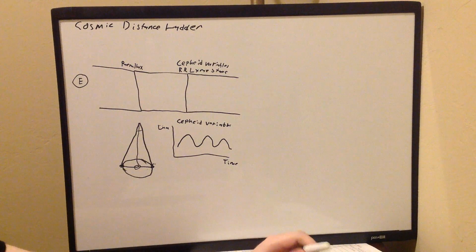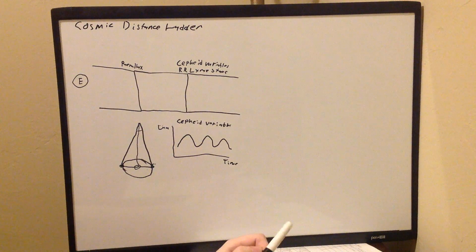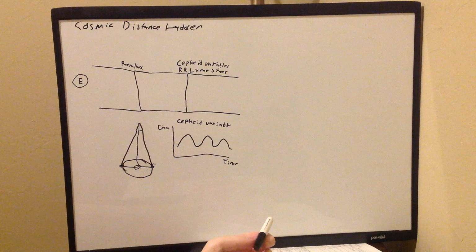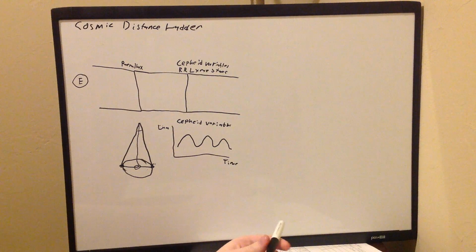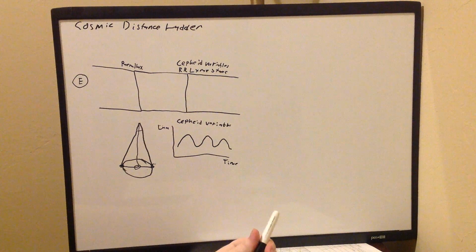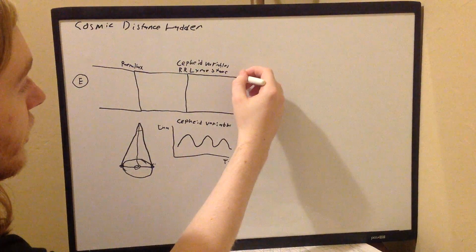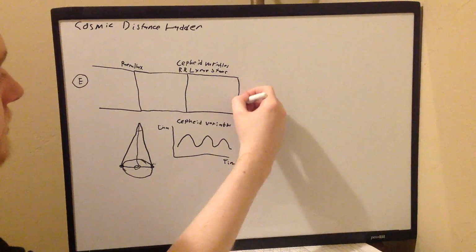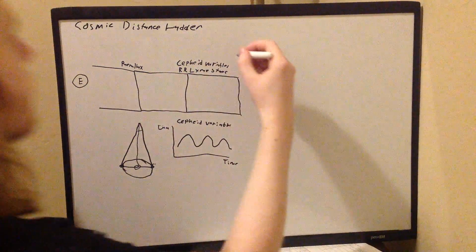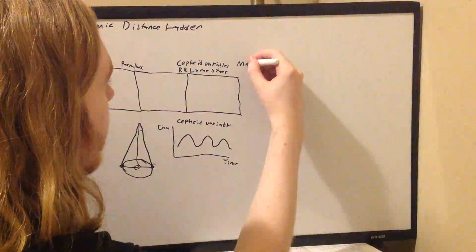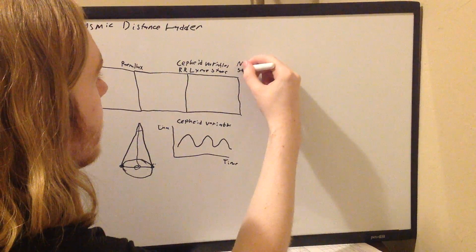But sometimes we need to go longer than the distances at which we can see Cepheid variables and RR Lyrae stars. And the next rung is called main sequence fitting.